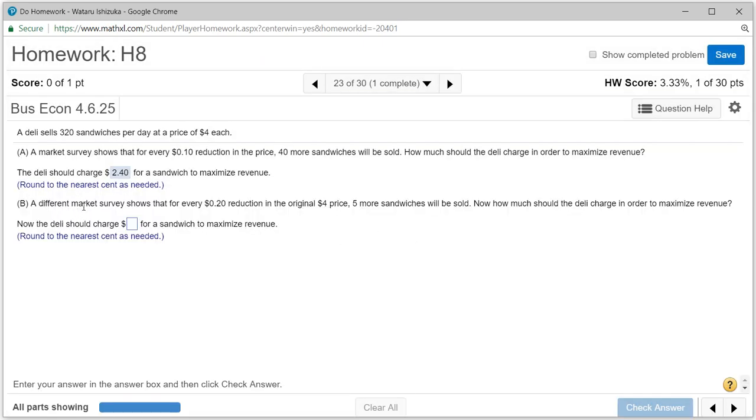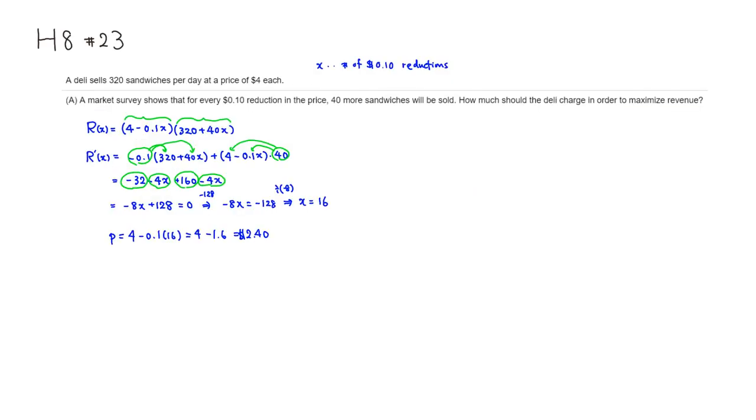Now a different market shows that for every 20-cent reduction in price, 5 more sandwiches will be sold. Same question, just different numbers. The new revenue function: the base price is $4, minus 0.2x for the price, and we can sell 5 more sandwiches for each reduction.